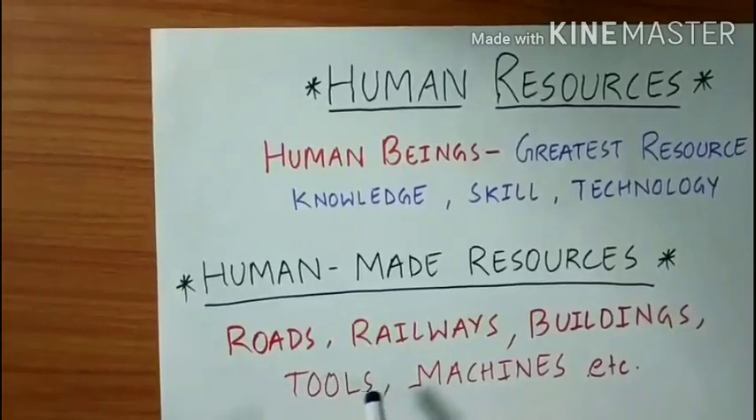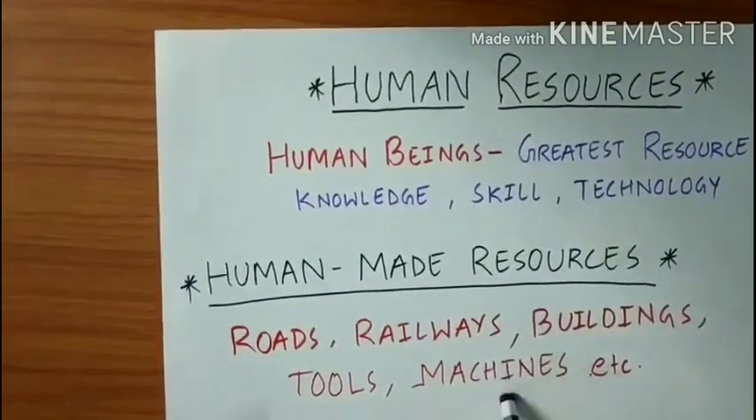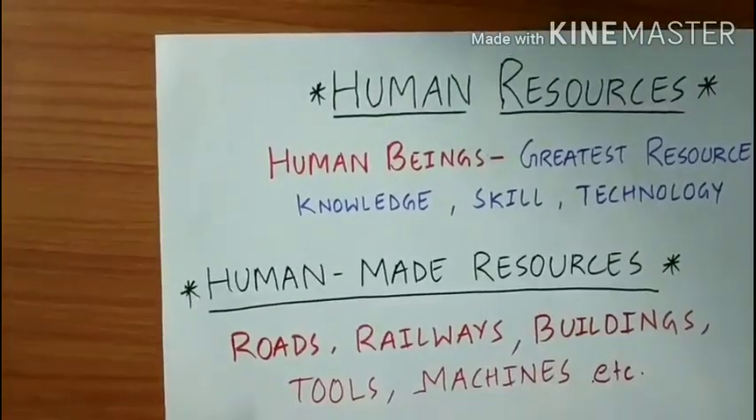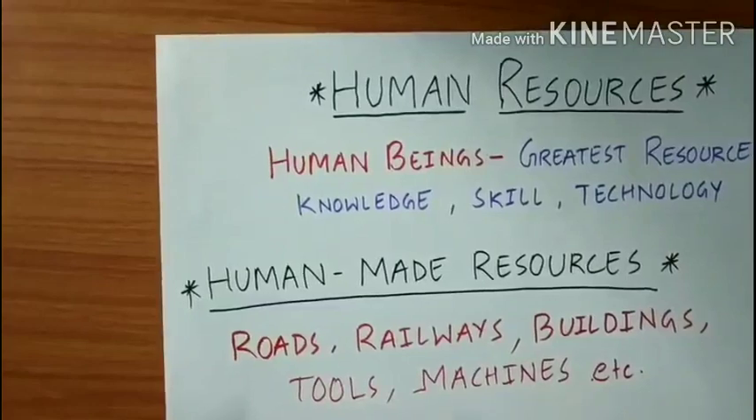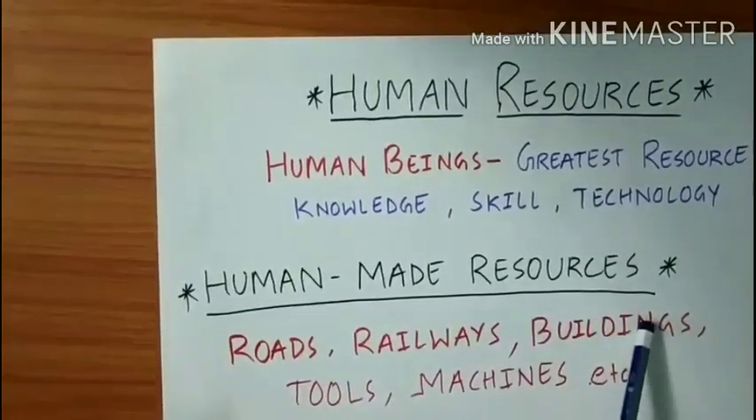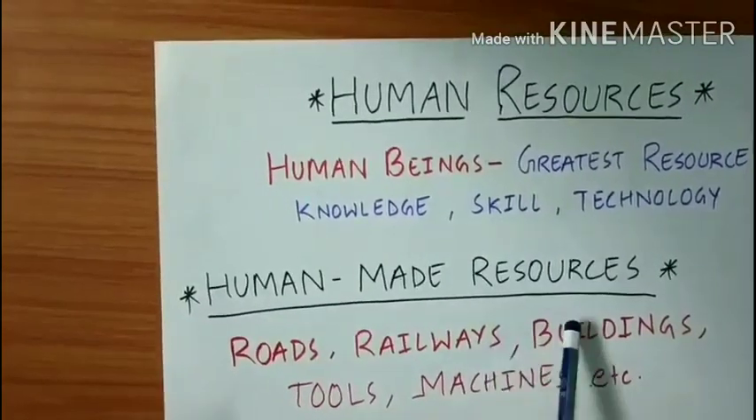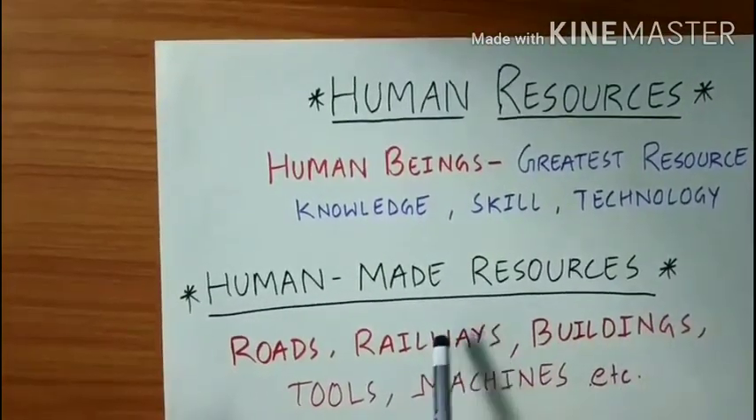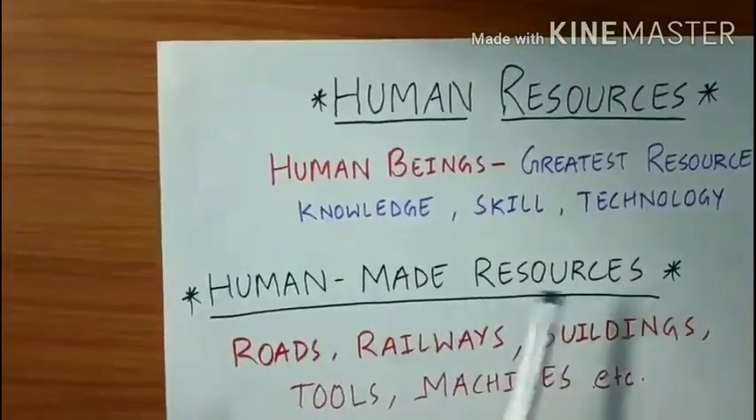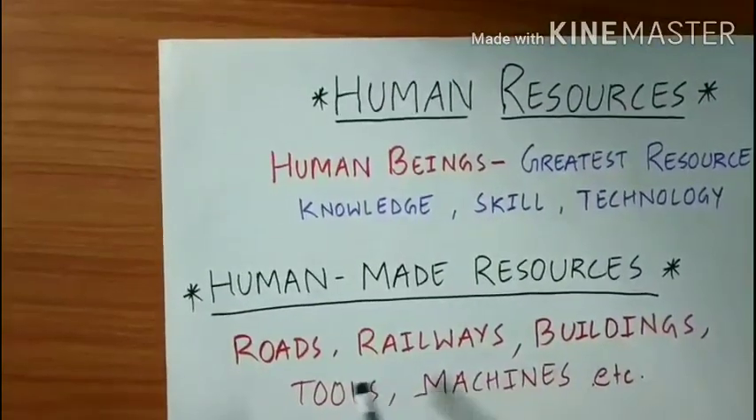Now, the rate at which these resources are produced by humans is known as productivity. What does this productivity depend on? The productivity of human-made resources depends on the technology that human beings use, the law and order situation, the political and social aspects of a country or place, and the infrastructure of that place.